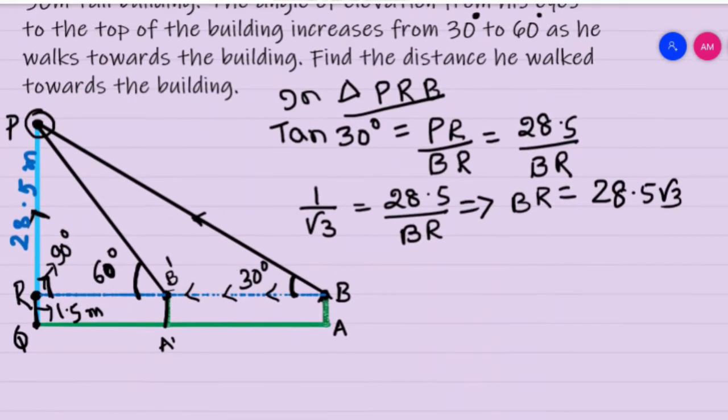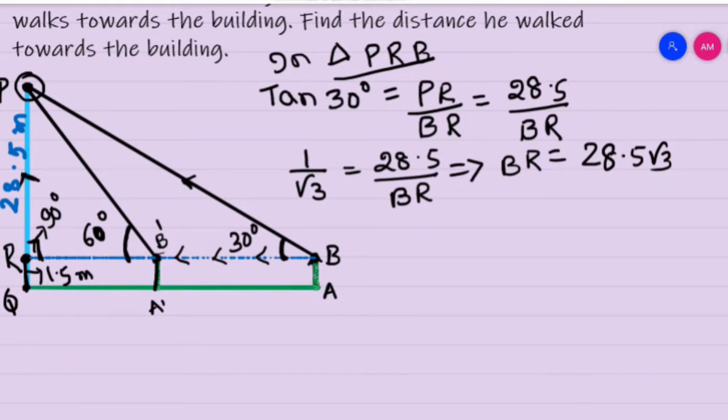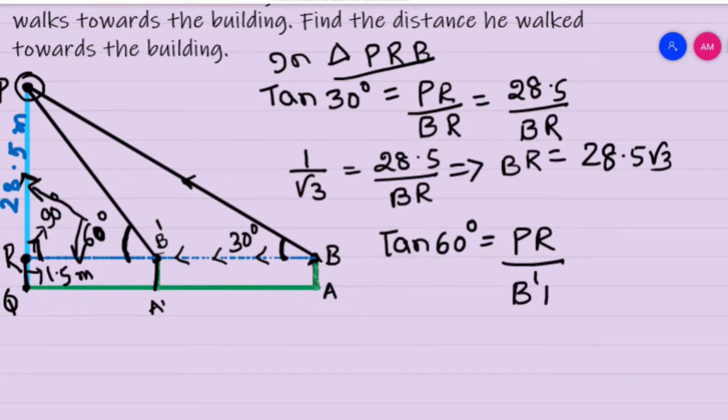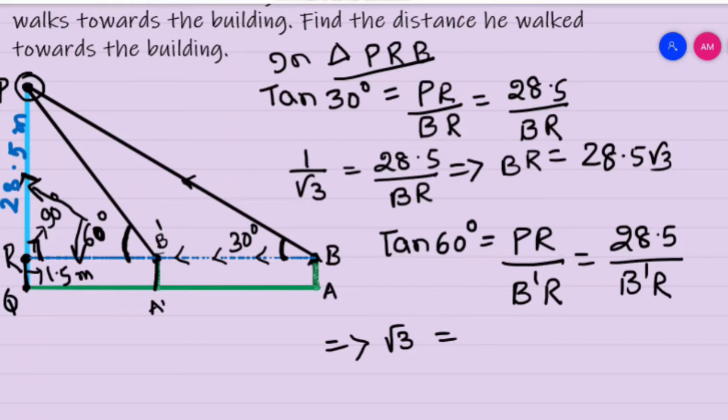Now, if you consider the 60 degree angle, come on children, let us see from the 60 degree angle also, you see opposite side is this one, 28.5, and adjacent side is this one, and that you don't know. B dash R is not known to you. So we can find out tan 60 degrees will be equal to how much? PR by B dash R. Now what is your PR? Again it is equal to 28.5 and B dash R is not known to you. How much is your tan 60? Your tan 60 is root 3 and root 3 will be equal to 28.5 by B dash R.